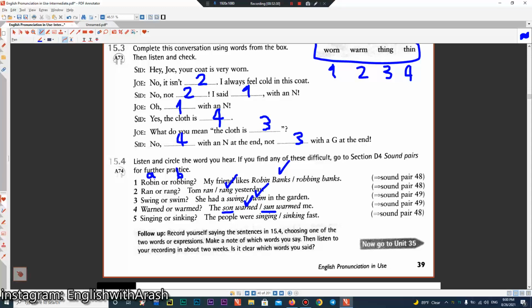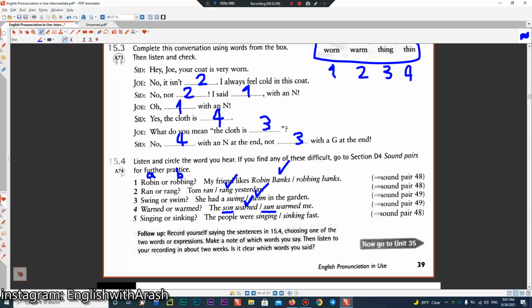5. Singing or sinking. The people were sinking fast. 5. Singing or sinking. The people were sinking fast.